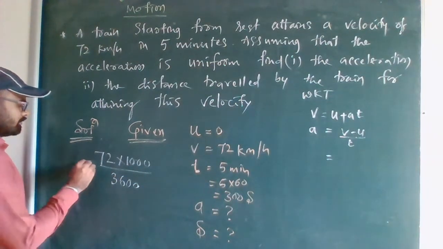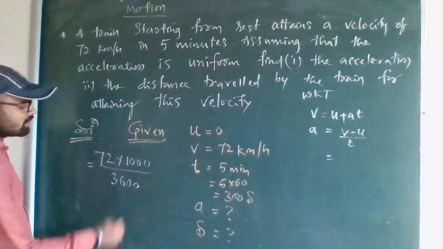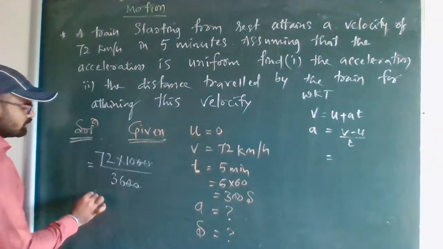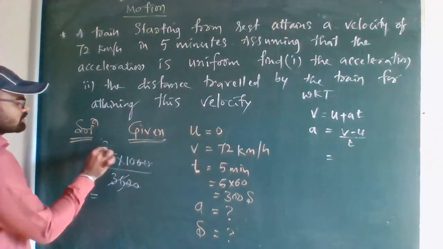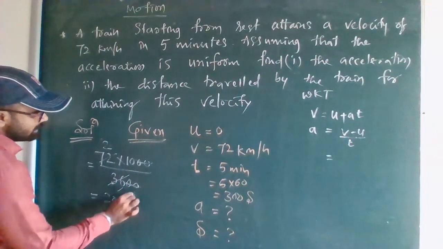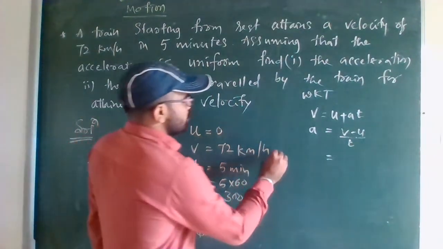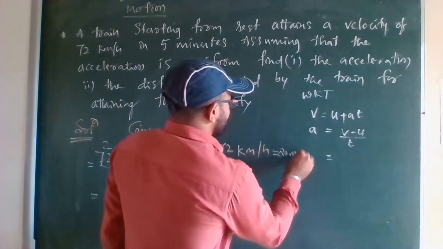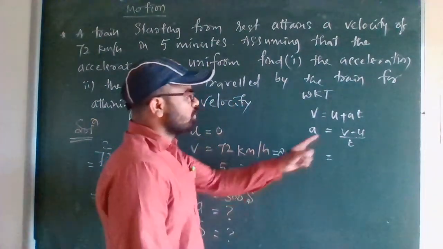3600 seconds are there. So I will drop 2, gone 2. 36 ones are 36, 36 twos are 72. So it will be 20 meter per second. 72 km/h is equal to 20 meter per second. So I will put that one here.